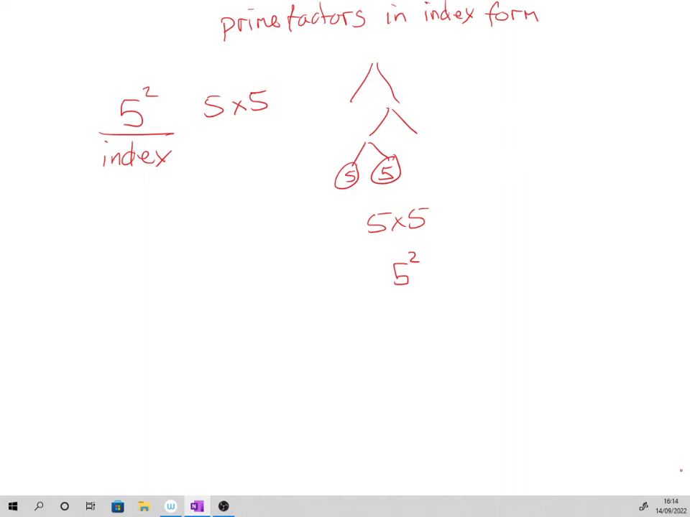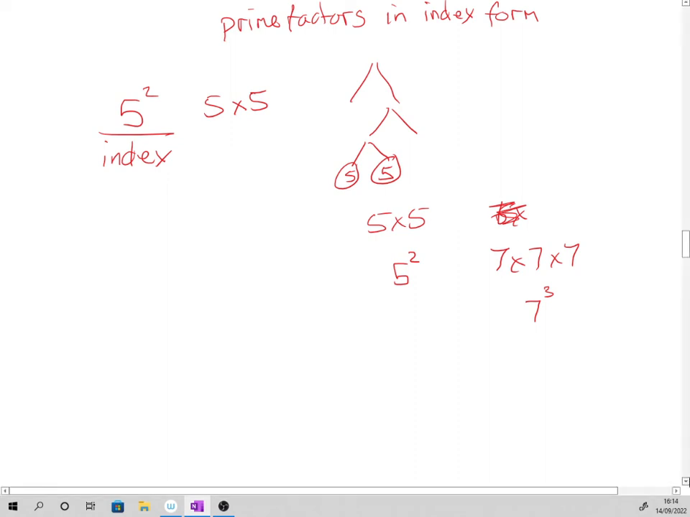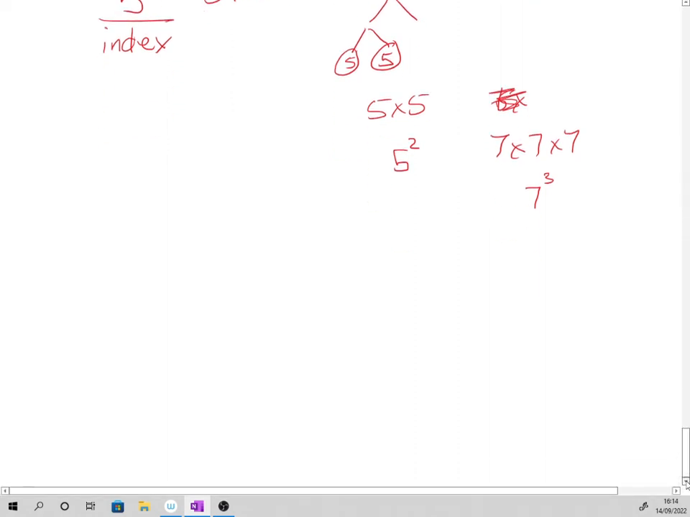So we do the same thing as we did before: find all the prime numbers on the end of the little tree branches, put them all in a row, and then gather them together in squares or whatever. If we had 6, oh no, that's not a prime number, is it? If we had 7 times 7 times 7 as a result, then we would tidy that up to make it 7 cubed. So let's have a go at doing a factor tree with index form, and we'll do 420.